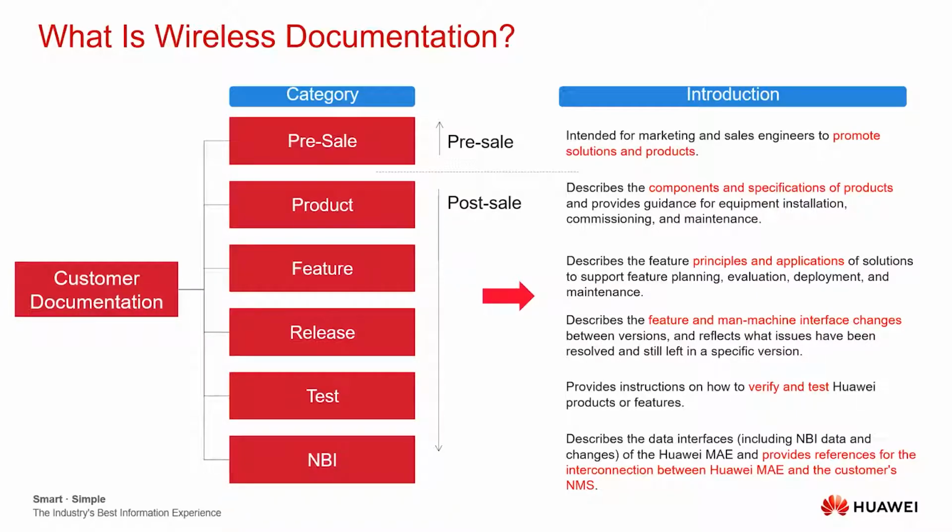Then the third one is release documentation. It provides the information of the changes between software versions that we provided for the customer. So overall, we can say it's delta information from one software version to another version.